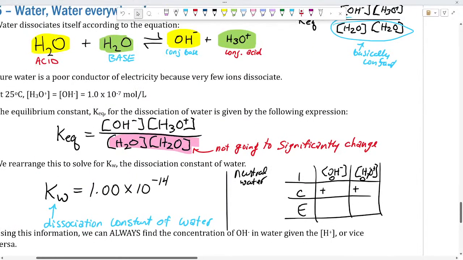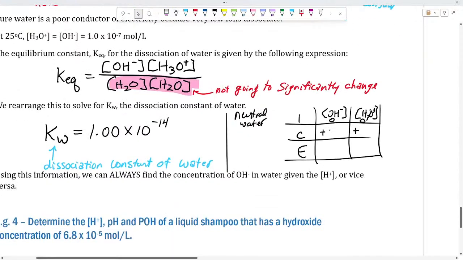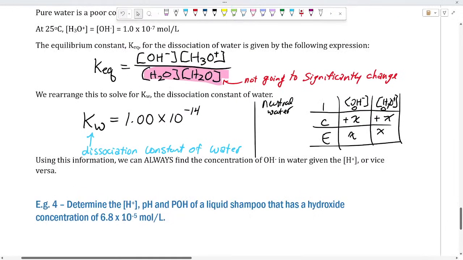You look at the reaction, what's the number on them both? This is an acid base, so it's going to be 1 to 1 to 1, simple stoichiometry. So we can just say plus X and plus X. So at equilibrium, the concentration of both these will be X, okay? Now, that means that 1.0 times 10 to the negative 14 equals X times X. 1.0 times 10 to the negative 14 equals X squared.